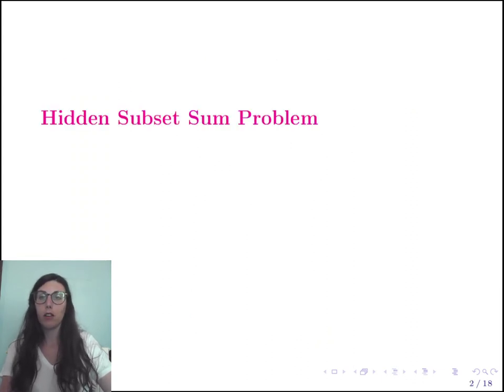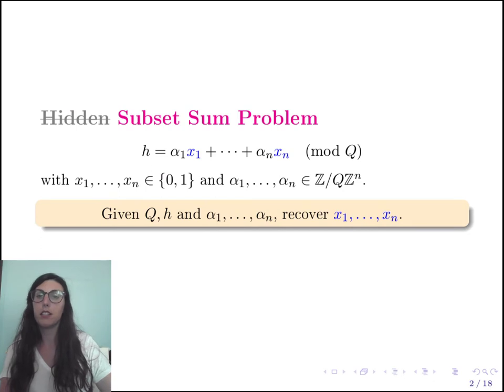Well, our main goal is to solve the hidden subset sum problem, so let me introduce it first. The hidden subset sum problem is closely related to the subset sum problem, which has been widely studied over the years. Essentially, in the subset sum problem, we have an integer h and a set of integers alpha 1, ..., alpha n. And we know that h is the sum of a subset of these integers. The problem then is to identify such a subset.